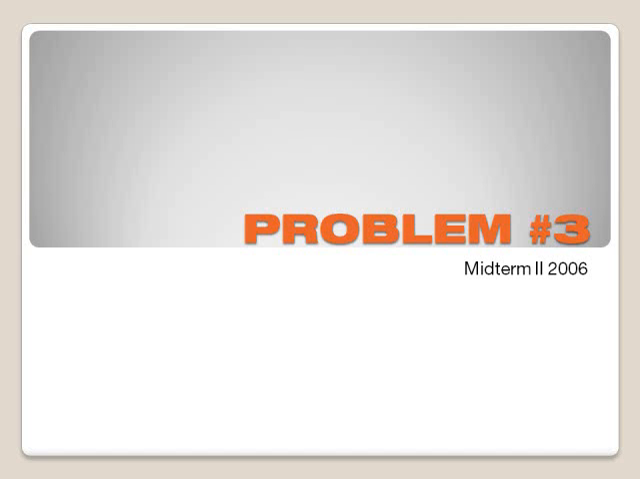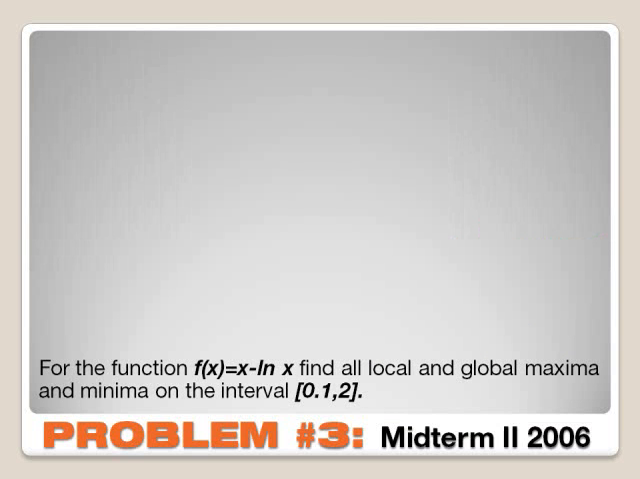Problem number 3, Midterm 2, 2006. This problem asks that for the function f of x equals x minus ln x, we find all local and global maxima and minima on the interval 0.1, 2.